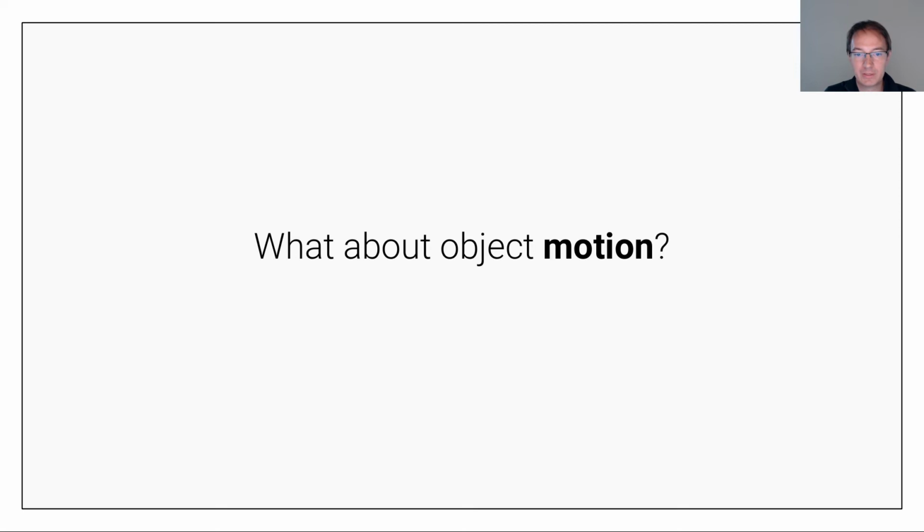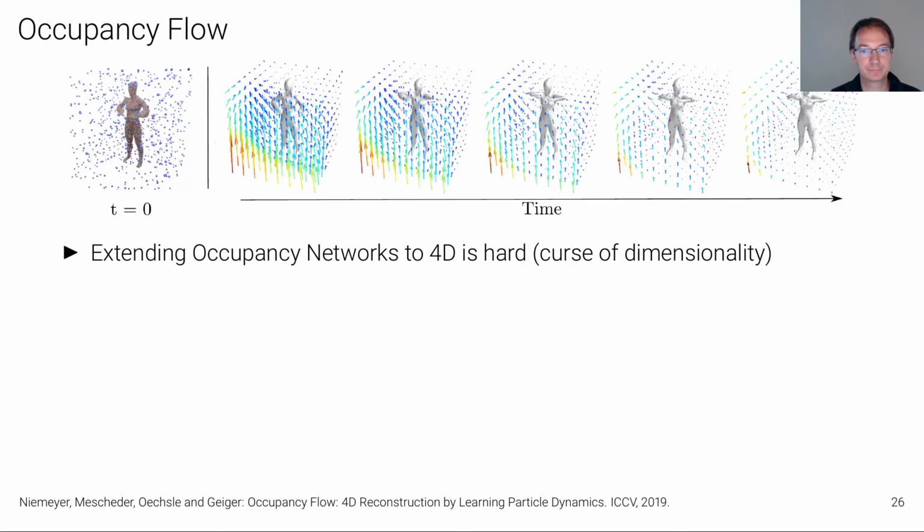Okay, so another thing we were wondering is, now since these implicit representations seem to work somewhat okay for geometry and appearance representations, can we also use them to represent 3D objects in motion? So now instead of representing the shape at one time instance, we want to represent the shape at every point in time. However, extending the occupancy network idea directly to 4D is really hard because of the curse of dimensionality. And this will be visible from the video I show you in a second.